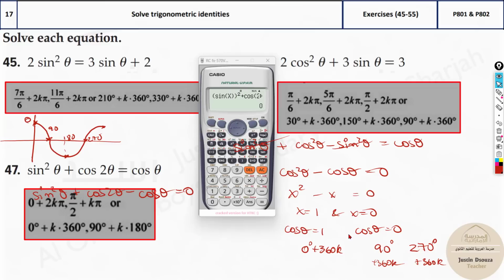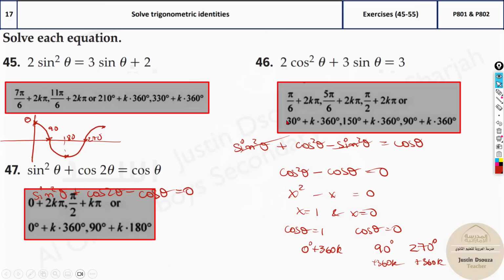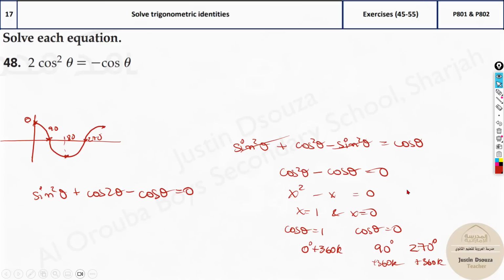But you can stick to what I did, or you can stick to this. But please remember, if you're doing this, make sure you change the period. It's not 360 times k, it is 180 times k. So I would personally suggest you just go with this method, which I've done all the time. This is going to work.